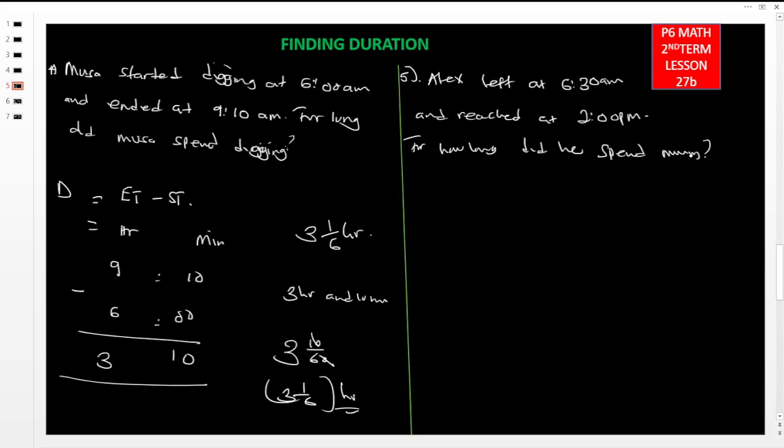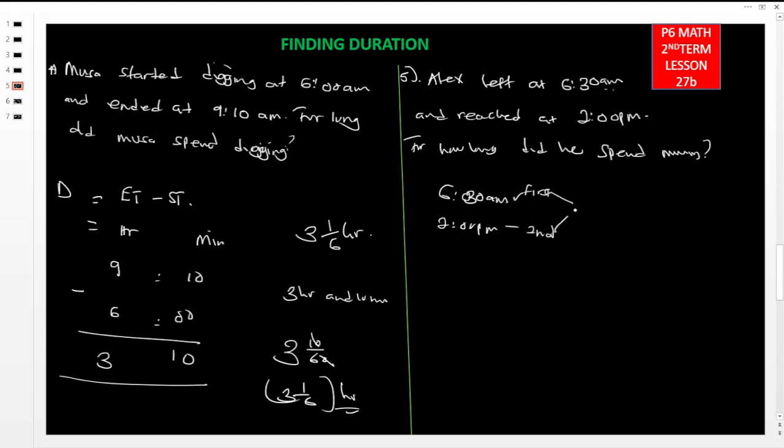Now what are you noticing there? You can read it once again. They are telling us that Alex left at 6:30 a.m. and he reached at 2 p.m. Now I think that here we have different time limits. We have 6:30 a.m. and we have 2 p.m. Now this is in the first half, and this one is in the second half.